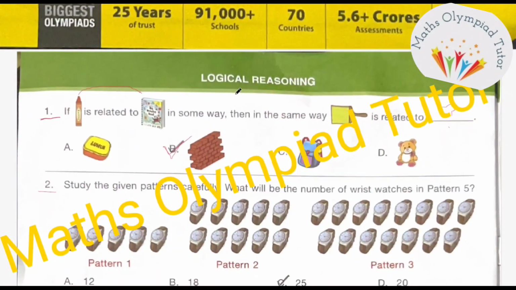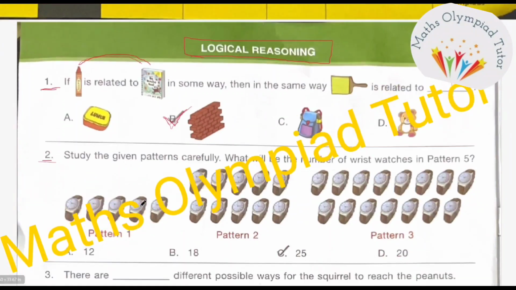So question 1, this is the logical reasoning section, the first section of Maths Olympiad, that is logical reasoning. The question 1 says, if this crayon is related somehow to this drawing book, then in the same way this paintbrush is related to what? So with crayon we draw in the drawing book, similarly with paintbrush we paint on the wall. So option B we should select.